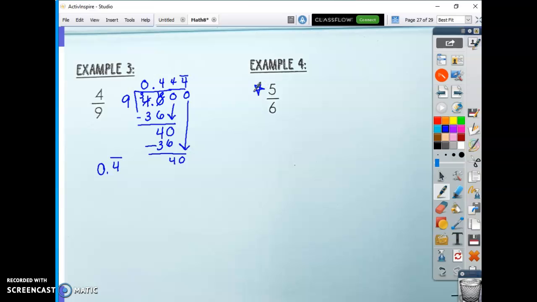Go ahead and do the same thing to example 4. Turn that fraction into a decimal by dividing your numerator by the denominator.